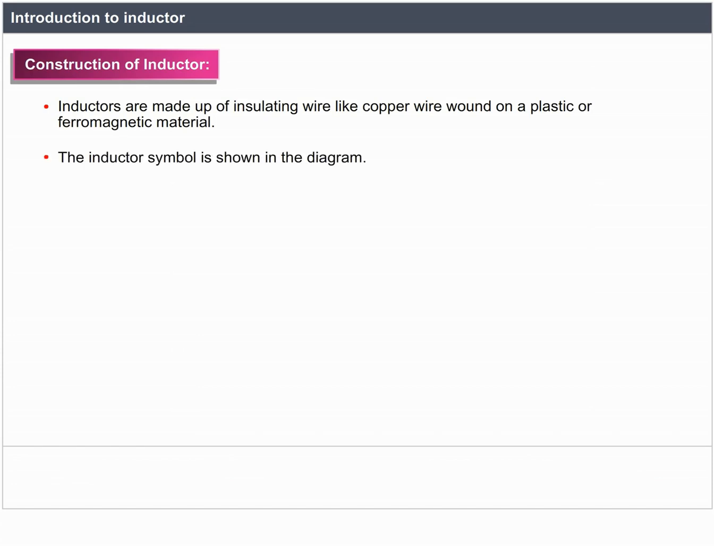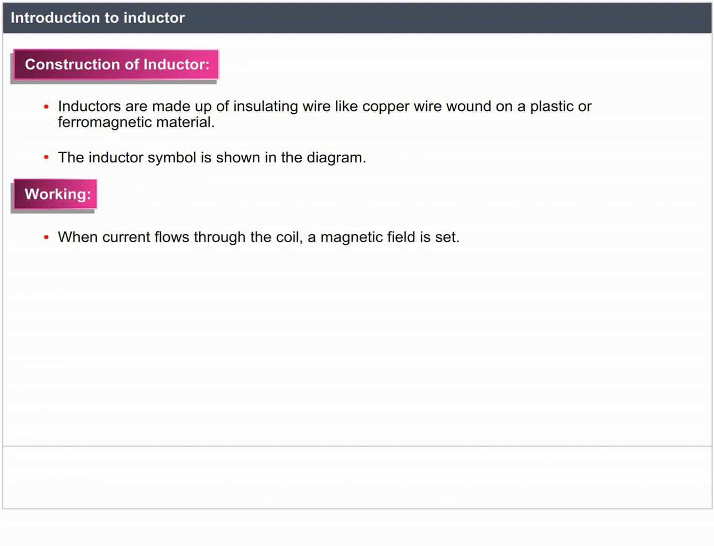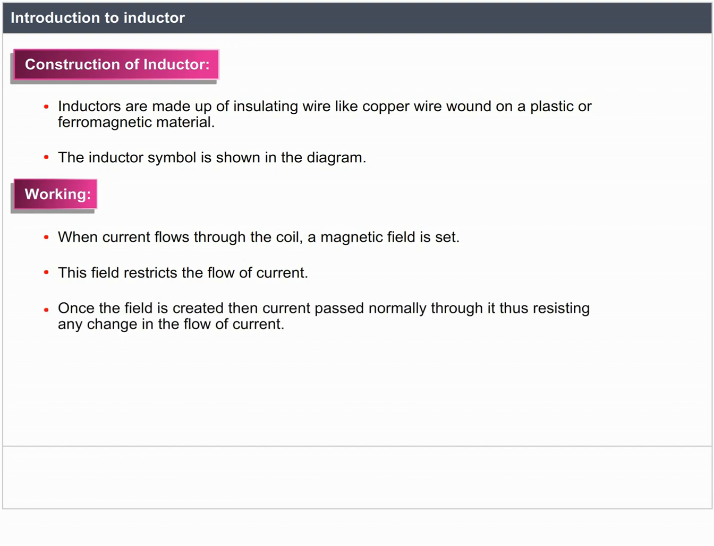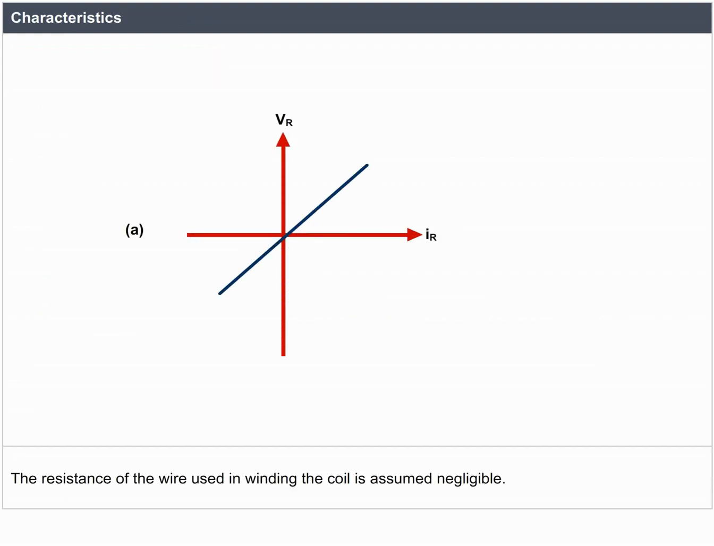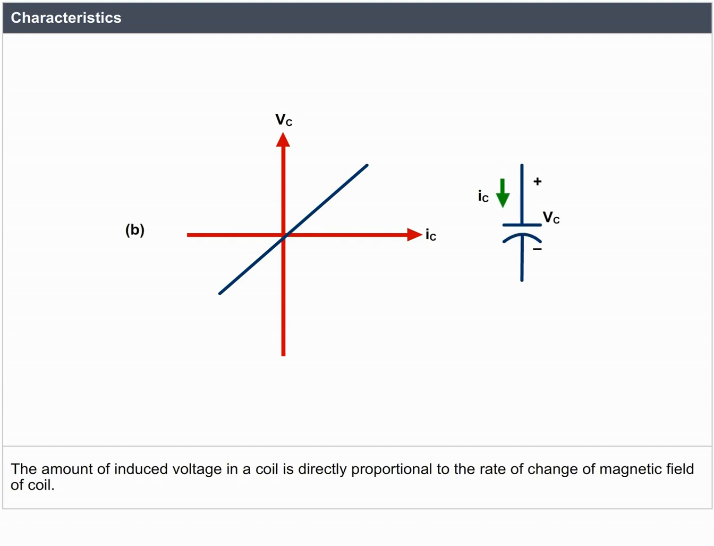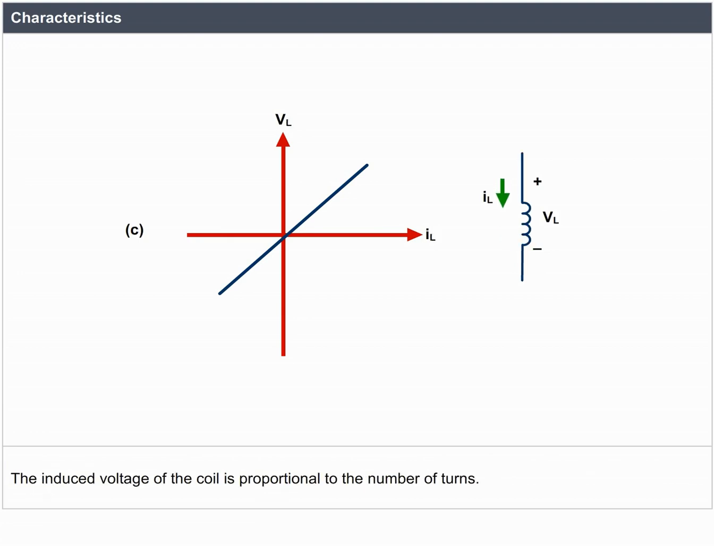Working. When current flows through the coil, a magnetic field is set up. This field restricts the flow of current. Once a field is created, current is passed normally through it, thus resisting any change in the flow of current. Characteristics. The resistance of the wire used in winding the coil is assumed negligible. The amount of induced voltage in a coil is directly proportional to the rate of change of magnetic field of the coil. The induced voltage of the coil is proportional to the number of turns.